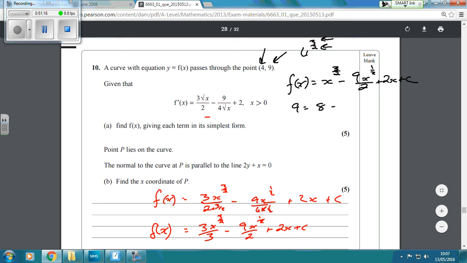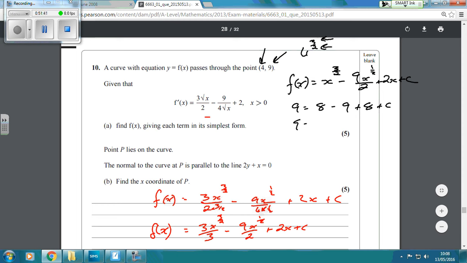Minus, and we've got 9 times the square root of 4, so that's 9 times 2, which is 18, divided by 2, which is 9. Plus 2 lots of 4, which is going to be 8, plus c. So that's going to be 8 plus 8 is 16, take away 9. 16 take away 9, which is 5 plus c.